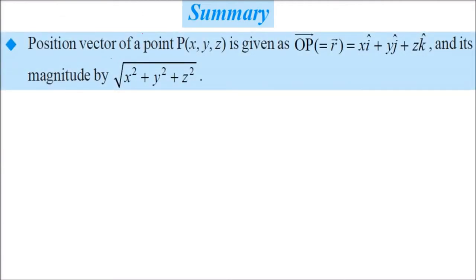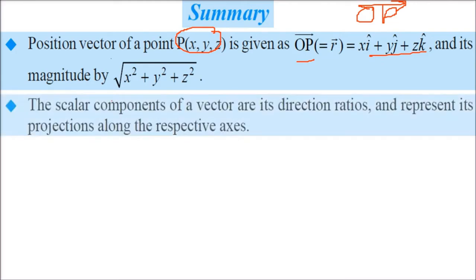So let us summarize what we have discussed. First is the position vector of a point P(x, y, z). This is given by OP with an arrow on it, which is r = xi + yj + zk. What is the magnitude? Just take the square root of the sum of the squares of the coefficients of i, j, k.